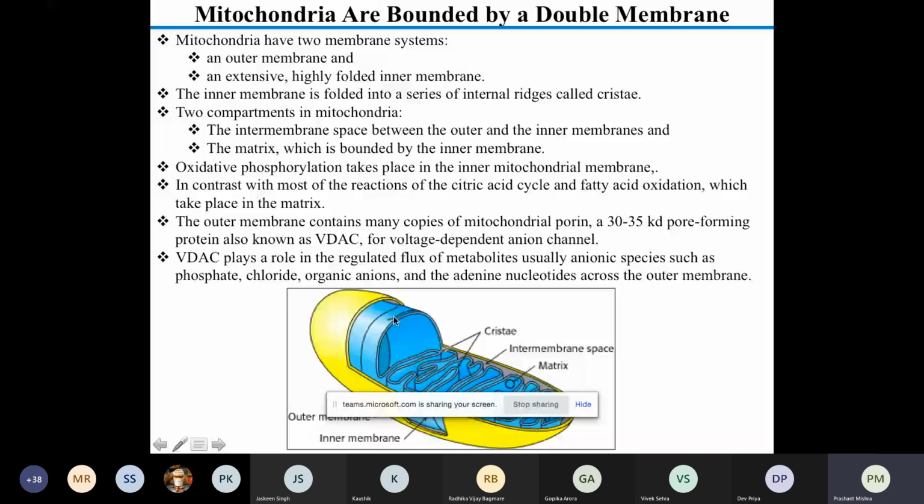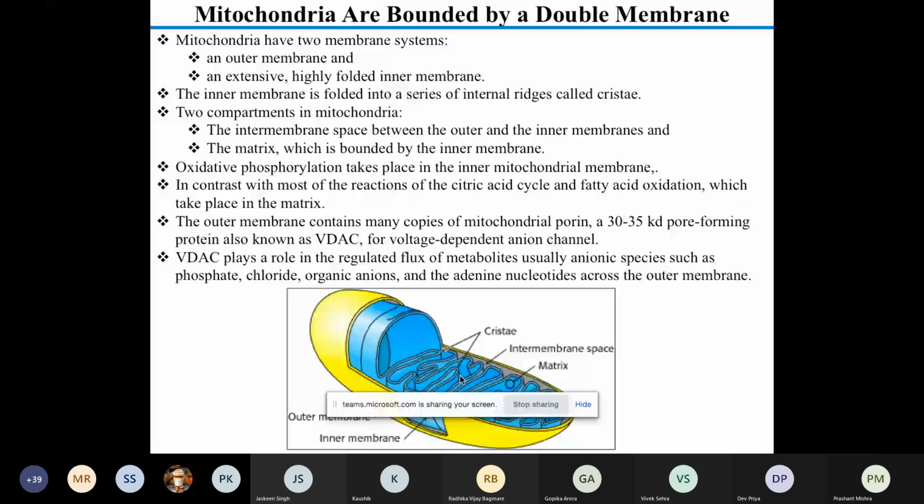Oxidative phosphorylation takes place in the inner mitochondrial membrane. So this is important. Oxidative phosphorylation takes place in the inner mitochondrial membrane, in contrast to most of the reactions of the TCA cycle and fatty acid oxidation, which take place in the matrix, though it is not far away. So the matrix is here, the TCA cycle will happen here, and oxidative phosphorylation will occur in the inner membrane of the mitochondria.